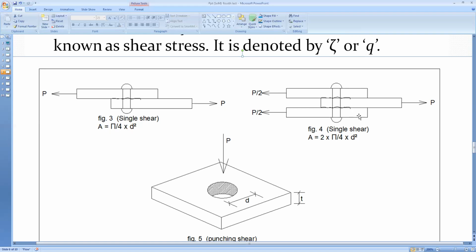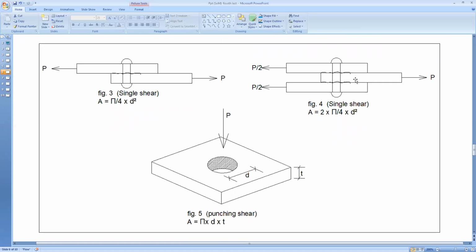When we refer to figure number 4, P is active on the right side, and when we consider the left side, P is divided into two parts with respect to plate number 1 and plate number 3, and in plate number 1 and plate number 2 the capital P is acted. Plate number 1 and plate number 3 maintain the equilibrium condition of the body.